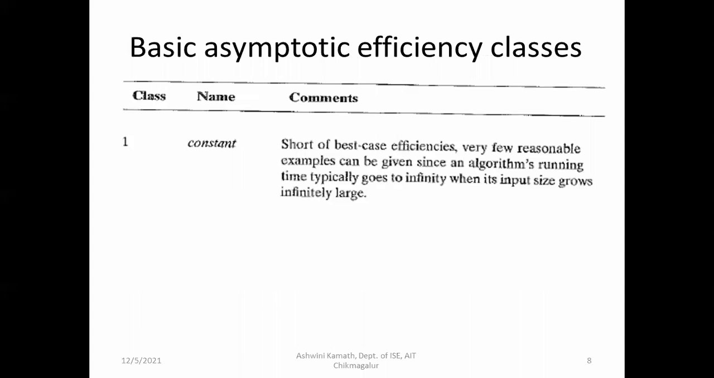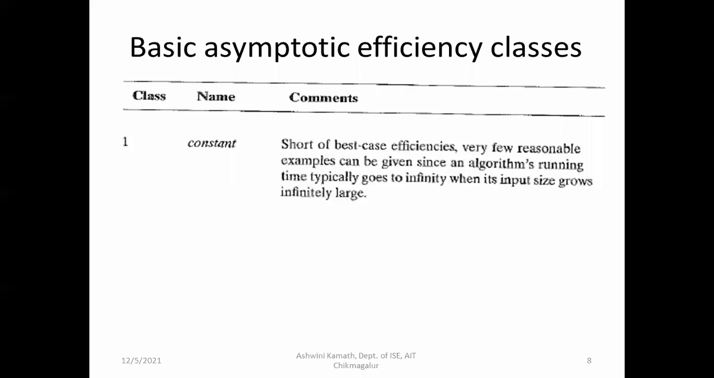So basic asymptotic efficiency classes, we have already discussed this. When we use the asymptotic notations big O, omega and theta, what happens? We'll just discuss this again. So these are the basic efficiency classes. Class 1, the value is 1. The name we usually call it is constant. We need not say it is 1 itself. Any constant value, any positive integer number, is usually called a constant.